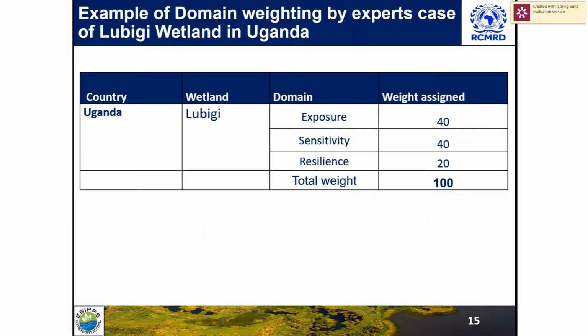So after doing that, when you're combining the exposure, sensitivity, and resilience domain, they are also multiplied by the weights. So in this case, exposure will have a weight of 40 and sensitivity a weight of 40. Resilience will have a weight of 20, because the wetland has less resilience compared to the exposure factors. So what is to note here also is that the weights that you'll be supplying the different domains have to add to 100.